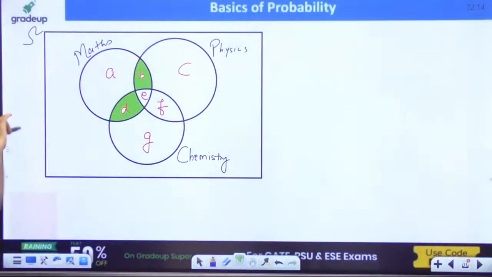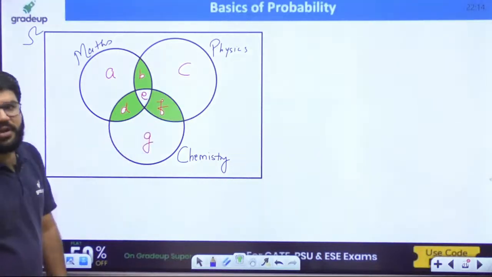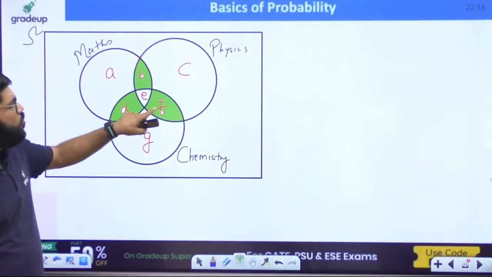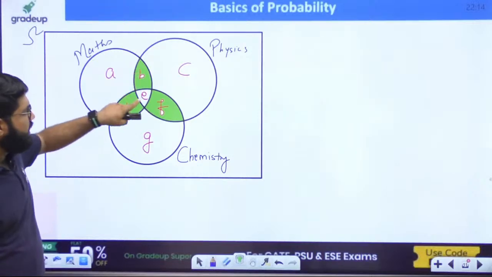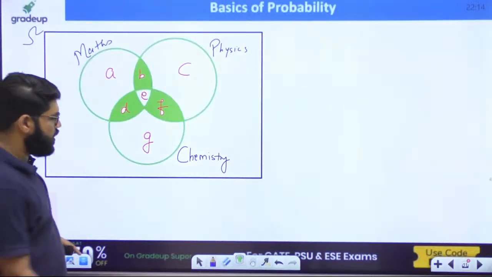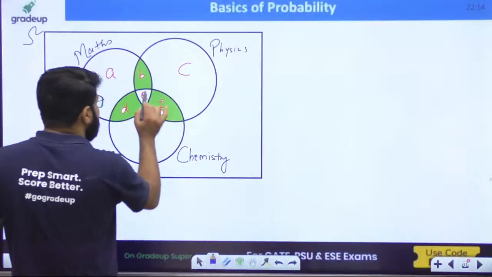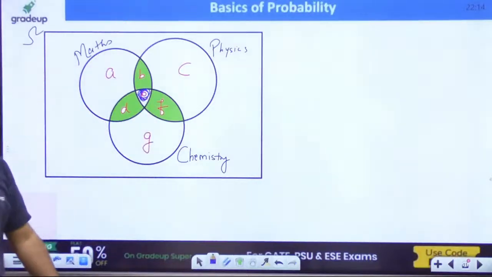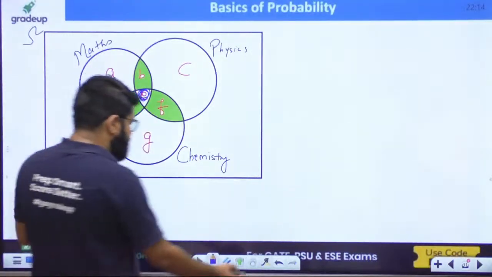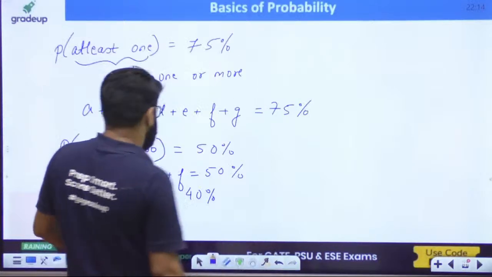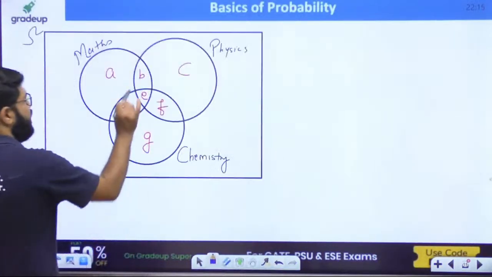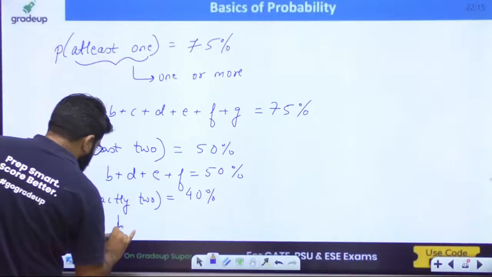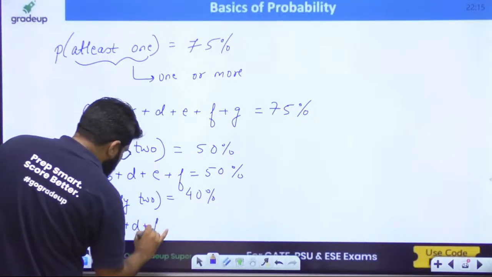B, D and the F, right? Not more than 2, not less than 2. So for exactly 2, we will not take this one, and we will not take this one either, because this contains 3 events. Okay, exactly 2 I want. Which of the events? B, D, F. B plus D plus F.